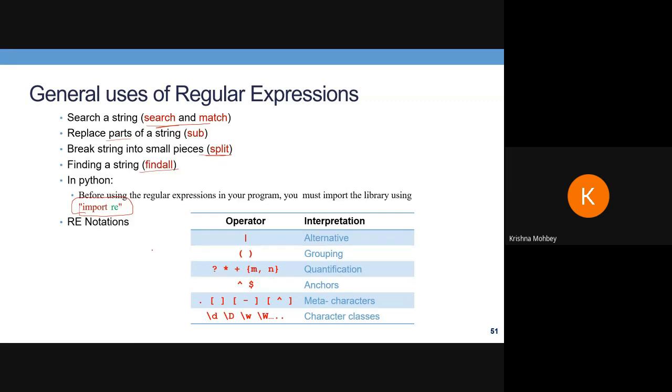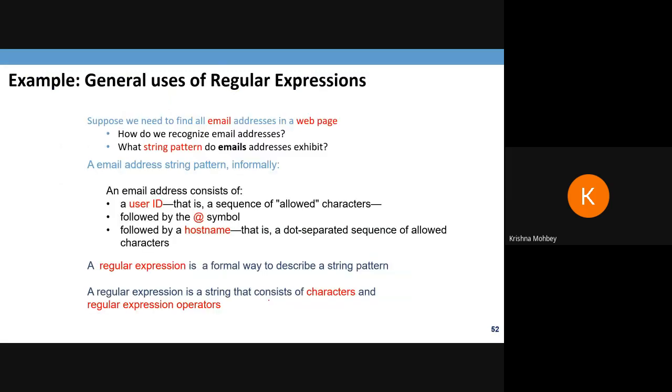So there are different operators which have some meanings, like the pipe symbol, which is the alternative. I will demonstrate an example in the coming slides. Parentheses are used for grouping. The question mark, star, plus, and curly braces are known as quantifiers. And the symbols caret and dollar are known as anchors: the caret is for the start of the string, and the dollar is for the end of the string. And there are some metacharacters. All this will be demonstrated in the coming slides.